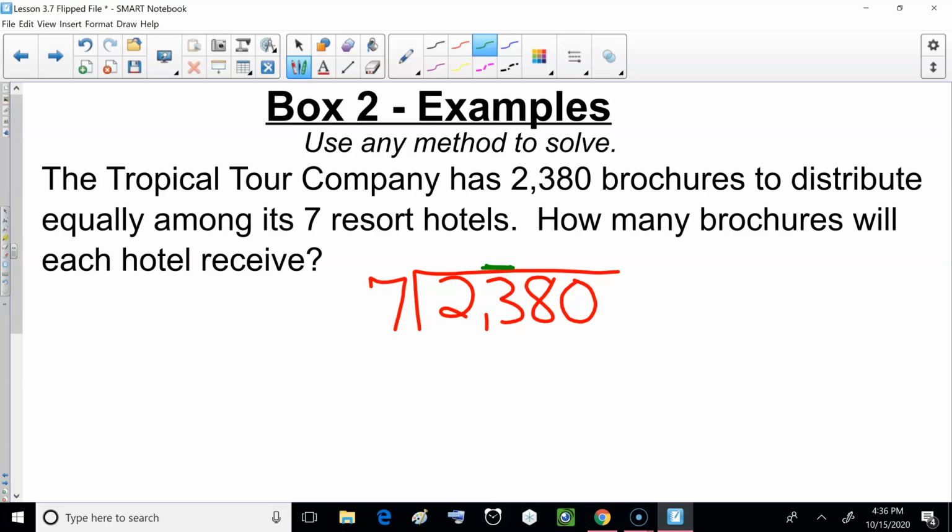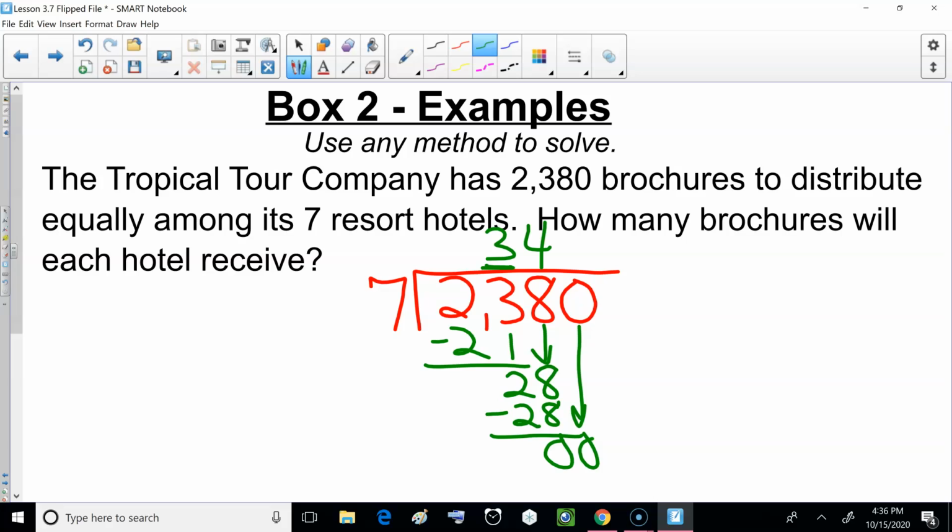Very important where we put that first number. 3 times 7 is 21. Going to subtract. 23 minus 21 is 2. 2 is less than 7. Bring down the 8. 7 can go into 28 4 times. 4 times 7 is 28. Gives me a 0. Bring down the other 0.